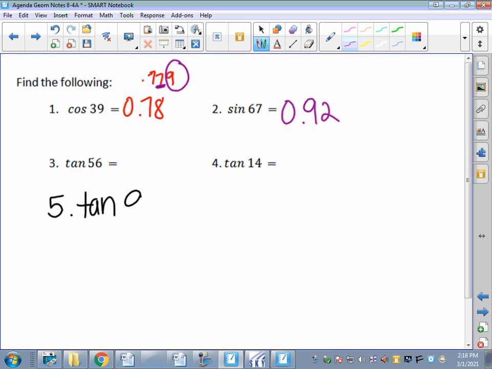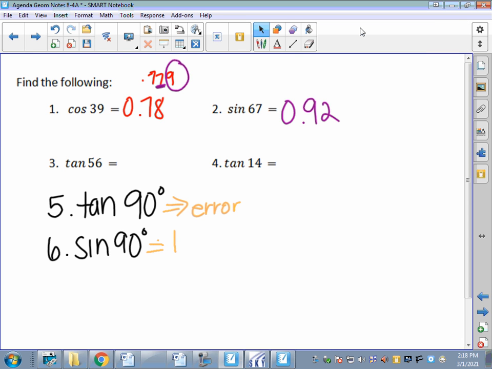Let's try a tangent of 90 degrees. Remember how I said I would never really ask you to do sine, cosine, or tangent with the right angle? It's hard to do opposite and hypotenuse, right? They are the same thing. But we could type in tangent of 90 or sine of 90. Tangent of 90, did you get a mess? That one I got an error. That one won't typically work. However, sine of 90 does come out, just to see that you've got this button figured out. I hope that you got a 1 for the sine of 90.